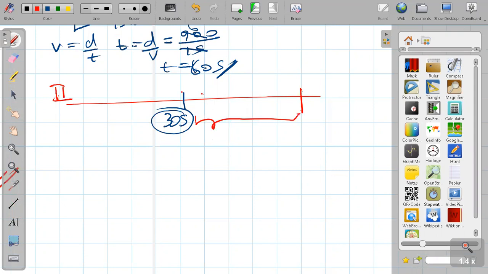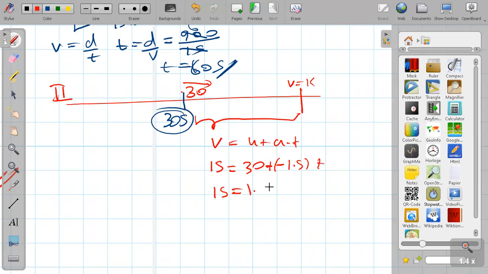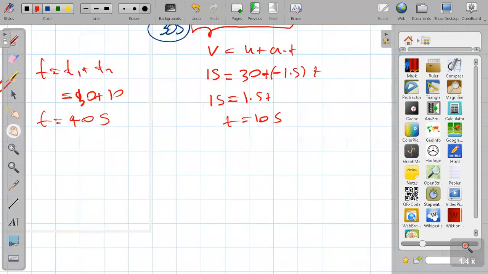Now in the second case, for the decelerating time we use v equals u plus at. The u is 30 and the final velocity v is 15. So 15 equals 30 minus 1.5 times t. When you solve this, 15 equals 1.5 t, so t equals 10 seconds. The total time is T1 plus T2, which is 30 plus 10. So in this method, he has traveled 40 seconds. The saved time is 60 minus 40, which is 20 seconds.